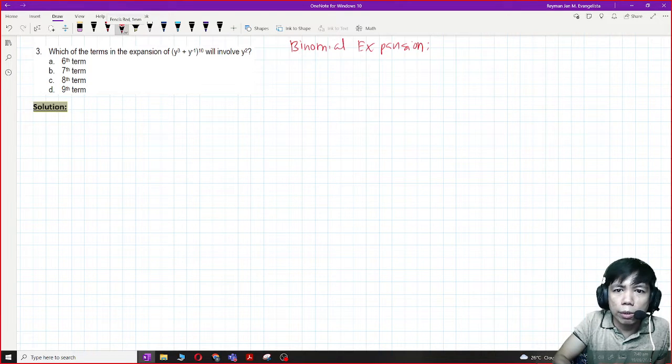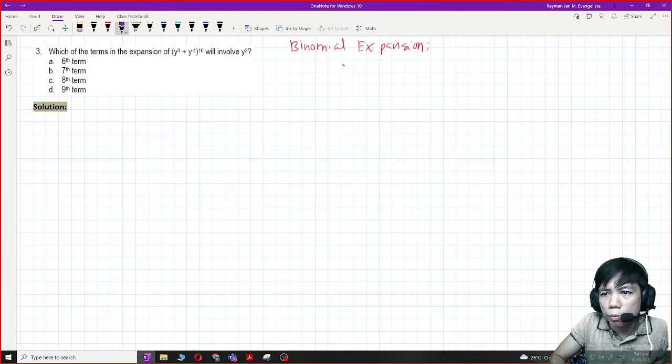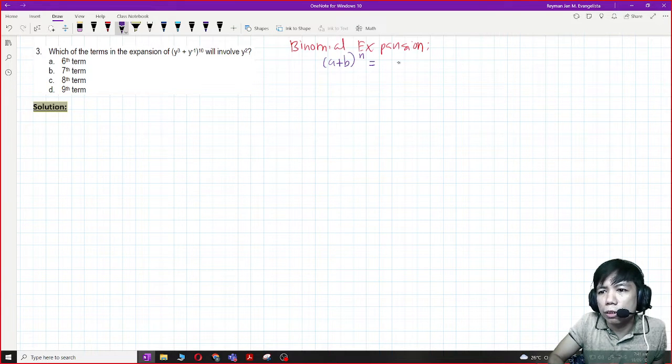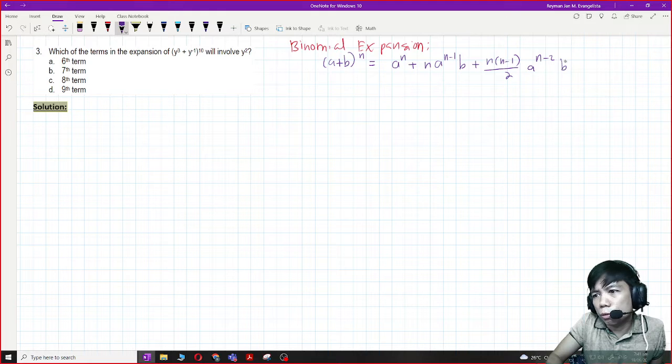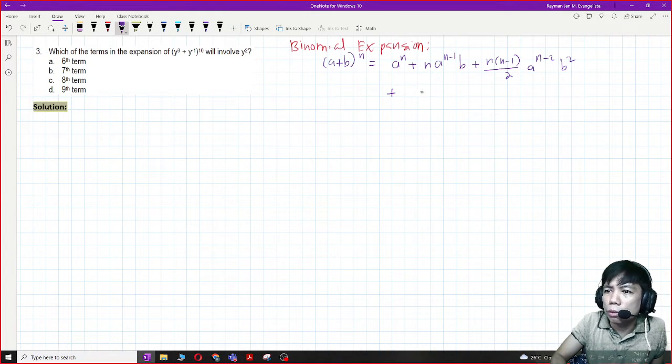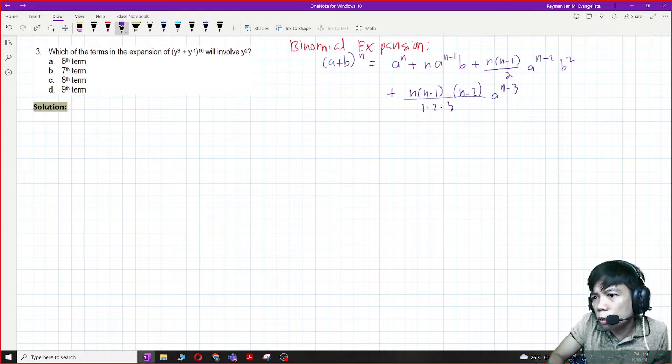Okay? So, yung general form, guys, ng binomial expansion is (A plus B) raised to N. Dapat nasa labas yan. Well expanded, guys, na yung kanyang expanded form is ito na: A raised to N plus N times A raised to N minus 1 B plus N times N minus 1 over 2 A raised to N minus 2 B squared. Plus ang kasunod nito is N times N minus 1 times N minus 2 over 1 times 2 times 3, then A raised to N minus 3 then B cubed.